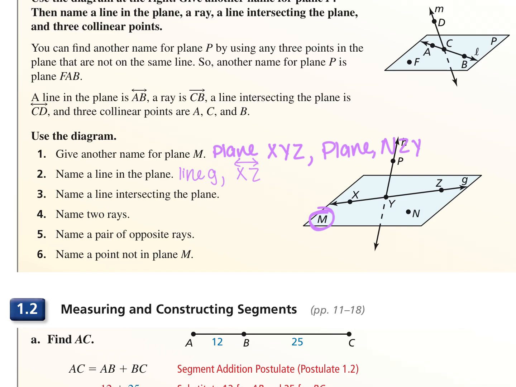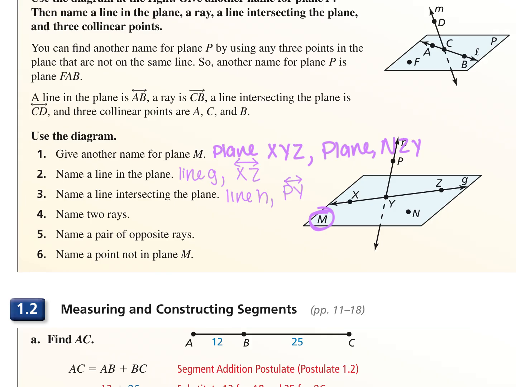Looking at number 3, it says name a line intersecting the plane, meaning it goes through the plane. I could name that as line h. Keep in mind it's a lowercase h. Or I could name it as PY with my arrows. Again, it has to be a line.